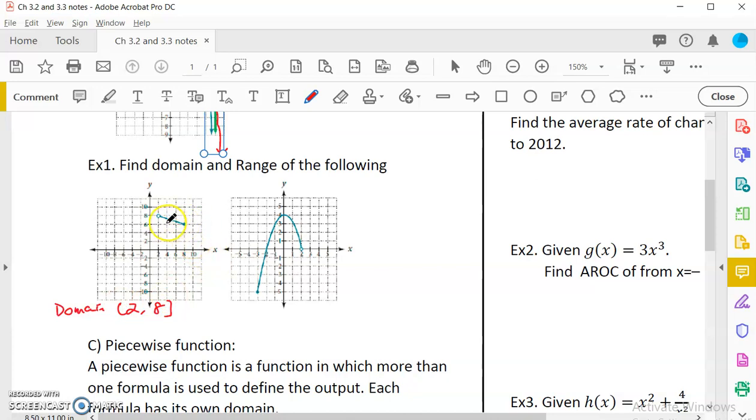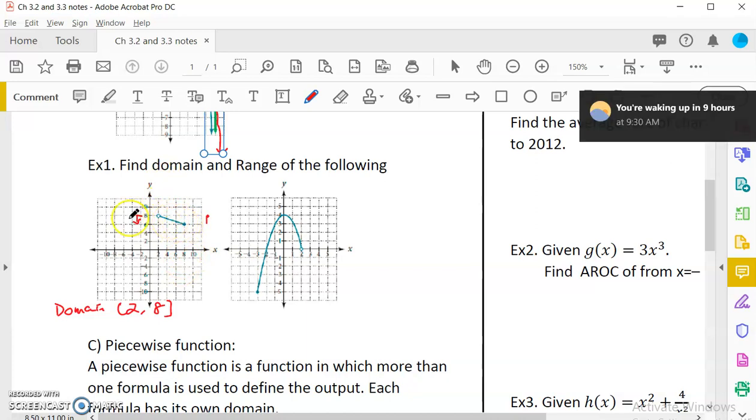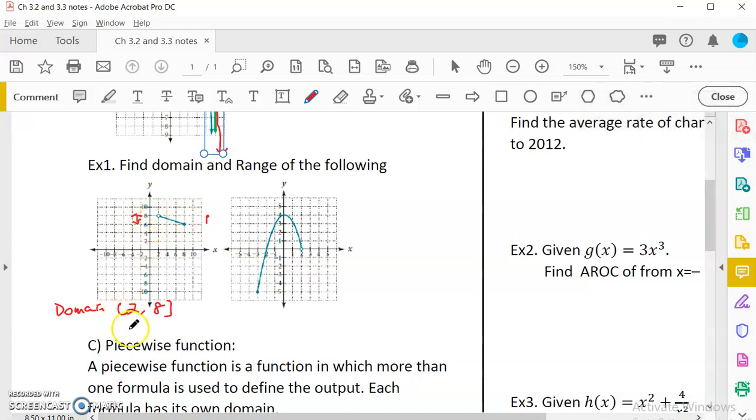What about y? This graph only spans from here to here in terms of the y value. It doesn't go beyond 8. So all these points here are like that. The lowest number is 6, and it includes 6. The highest number is 8, but it doesn't include 8. It's an open dot.